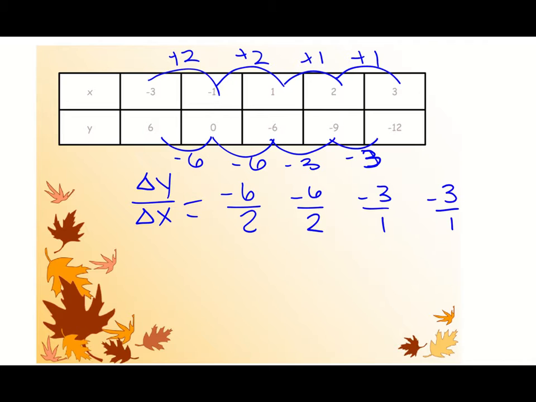So once again, it jumps around a little bit, but if I simplify negative 6 over 2 and negative 3 over 1, that's going to give me a simplified number of negative 3 each time. So that's going to be my slope. So now if I look for my y-intercept, I'm looking at my x values, and I'm looking to see, do I have where x is 0? And I don't. So that means I'm going to have to do a little bit of work.